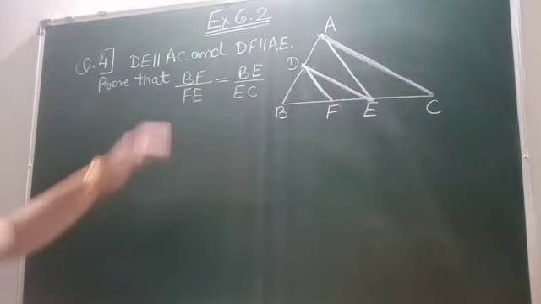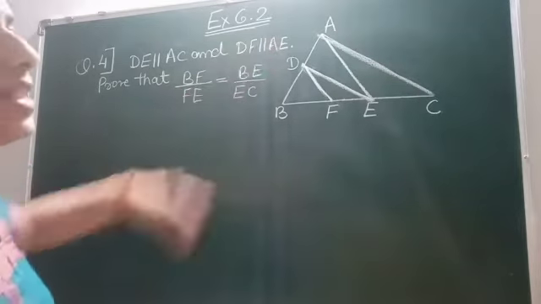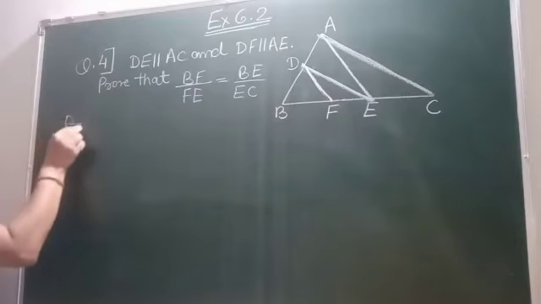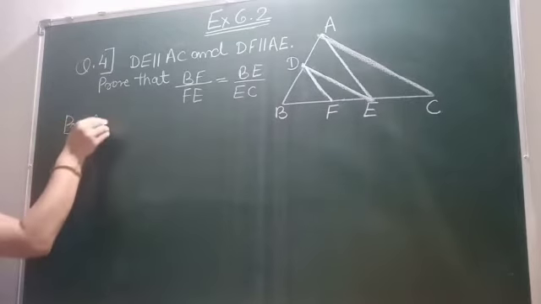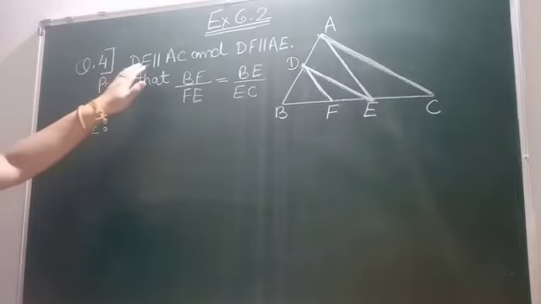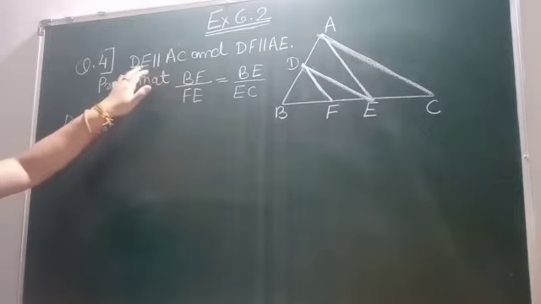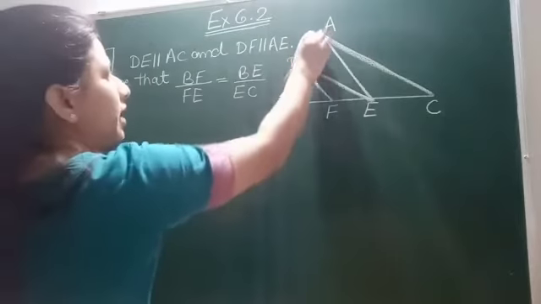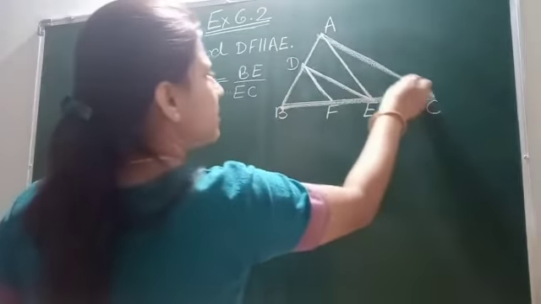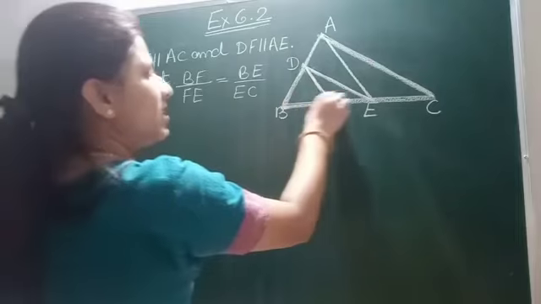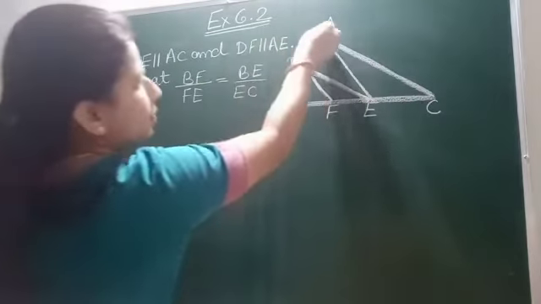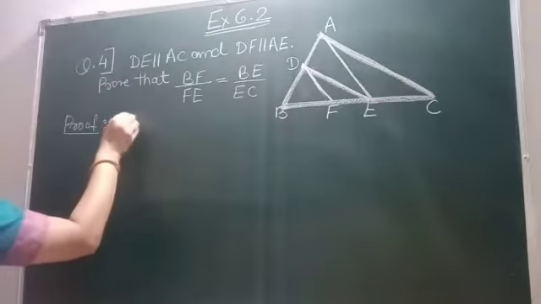Again student, parallel lines are given here, so we can easily apply here BPT. BPT, it means basic proportionality theorem. So let's start the proof. First we will take a triangle in which DE is parallel to AC. So which triangle we will take? Yes, we will take this triangle BAC, in which this line DE is parallel to AC.